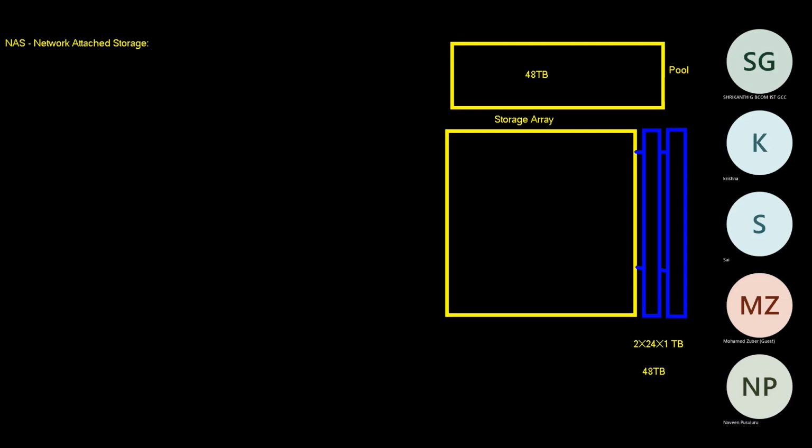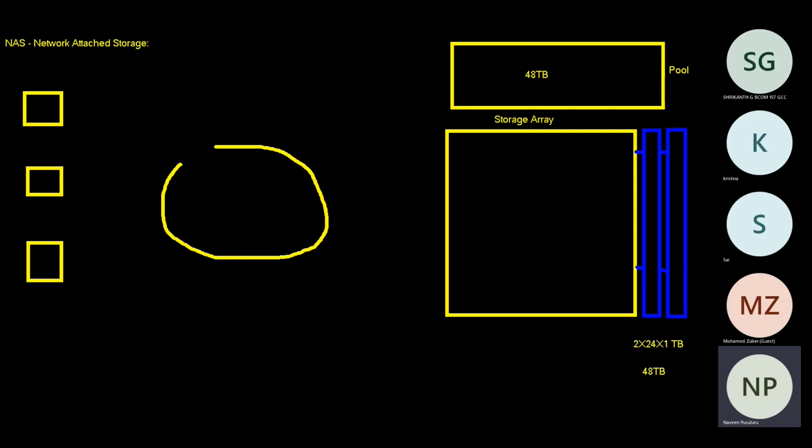Now I have servers here as well, let's assume 3 servers, and I have a medium here. When it comes to NAS, the medium is LAN. LAN acts as the medium in network attached storage. LAN means local area network, which is nothing but our normal IP network.